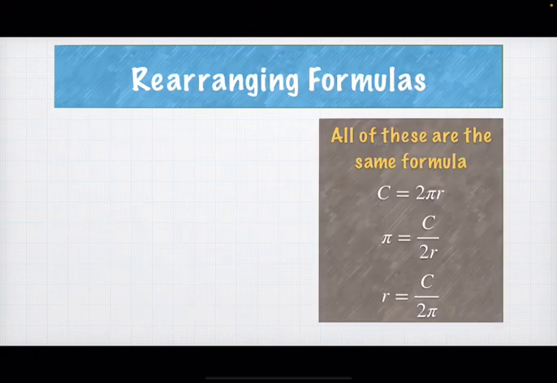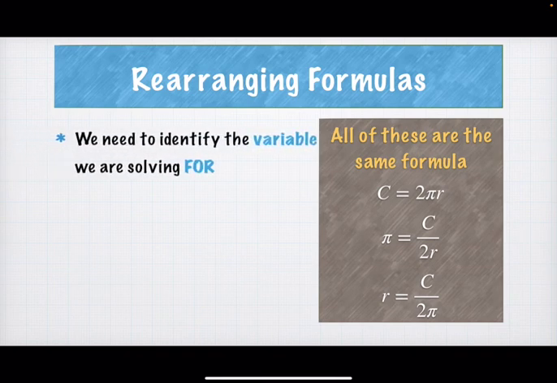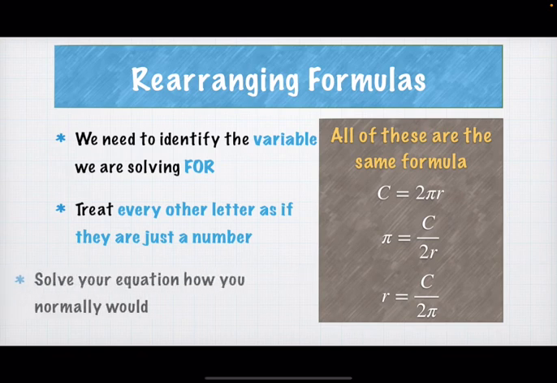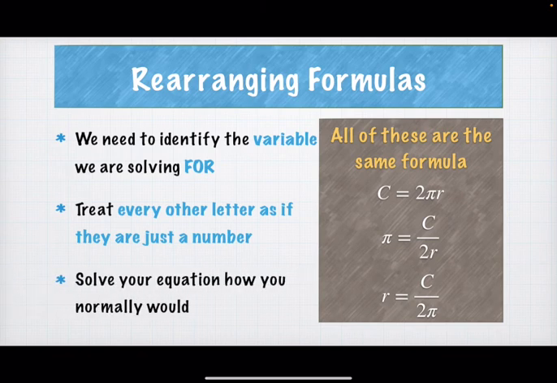So we're going to rearrange some formulas. And remember, we need to identify the variable that we are actually solving for. There's going to be a lot of letters in here, and not all of them are variables that we're trying to solve for. We need to treat every other letter that's not our variable as if it's just a number. They're just representing a number, and we can say that we know it. We just haven't been given that information yet. And we need to solve the equation like we normally would.